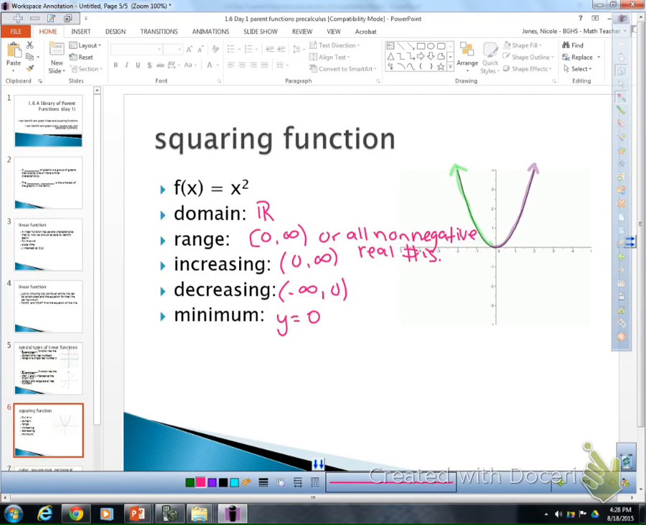Now, notice I did not include 0 in any of our endpoints. Okay, at 0, it's equal to 0. It's not increasing or decreasing, so we're using parentheses instead of brackets on the increasing and decreasing intervals.